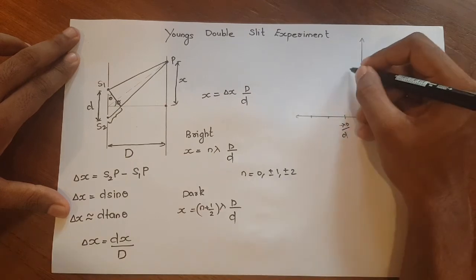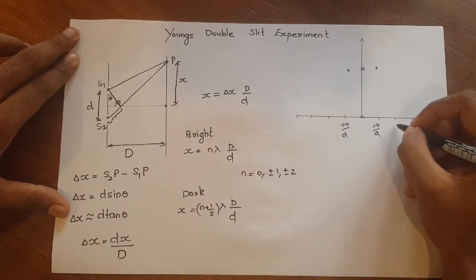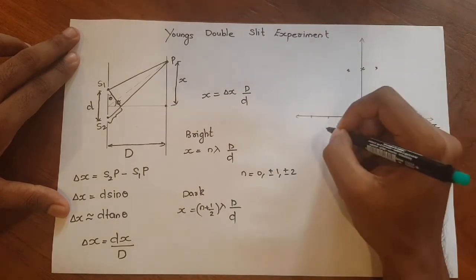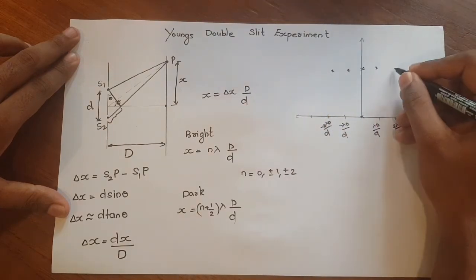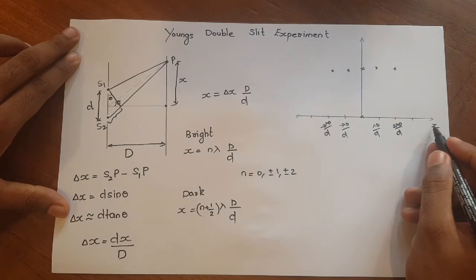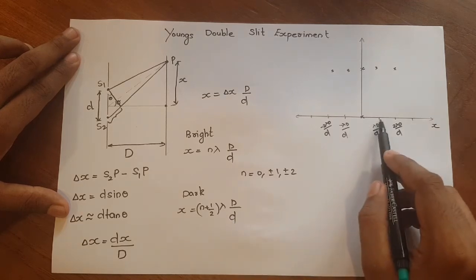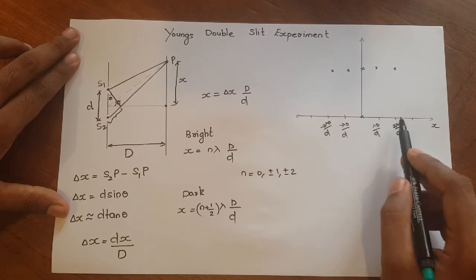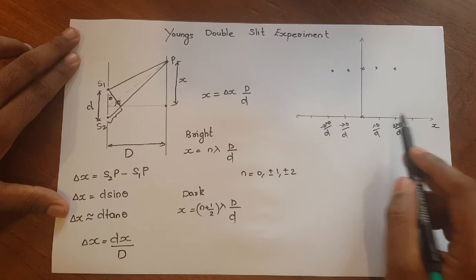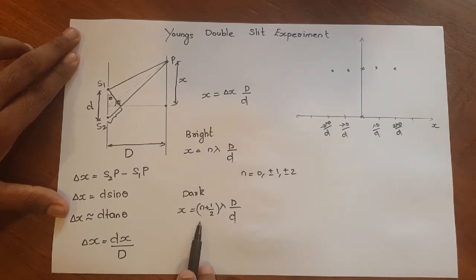Here also I am getting a bright point. Then 2 lambda D by d and minus 2 lambda D by d. There also I am getting bright points. So at all these values of x, I will be getting bright points. Then what about the dark points? When n is 0, n plus half lambda, that is 0.5. If this is 0 and this is lambda D by d, then the point at the center will be 0.5 lambda D by d. If this is 1 lambda D by d and this is 2 lambda D by d, here at the center it will be 1.5 lambda D by d. So in between these bright points, I will be getting dark points.